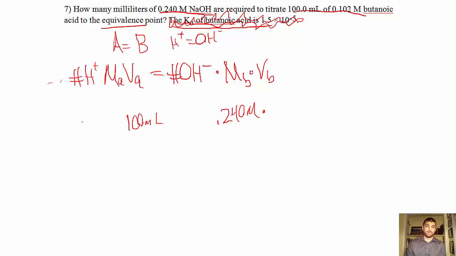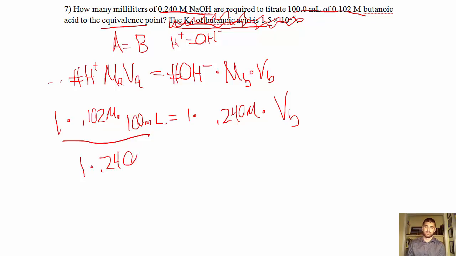And 0.12102 molar. And we get 1 H plus from that. We get 1 OH minus. So we're trying to solve for VOB. So you divide each side by 1 times 0.240. Get rid of that. And you end up with VB, the volume of the base needed, to equal 42.5 milliliters.